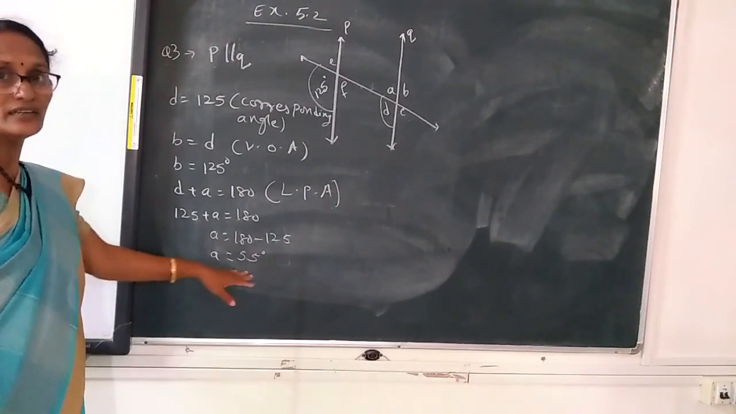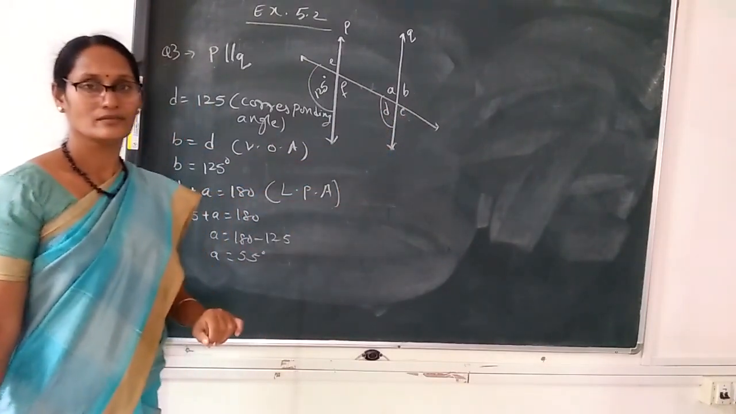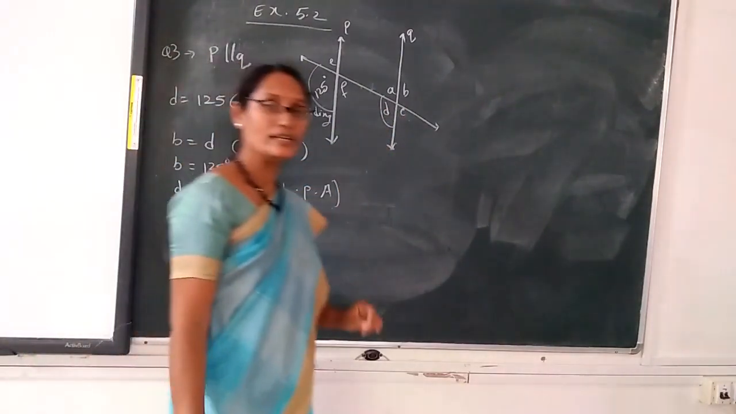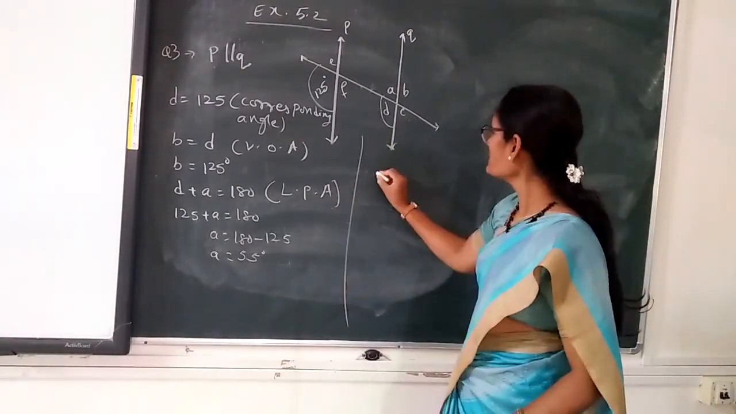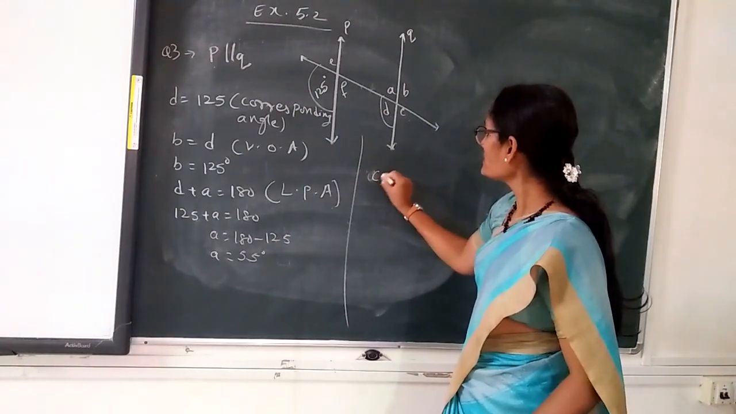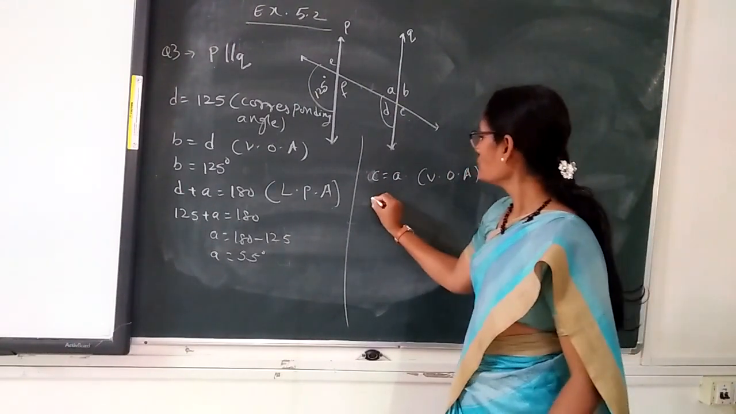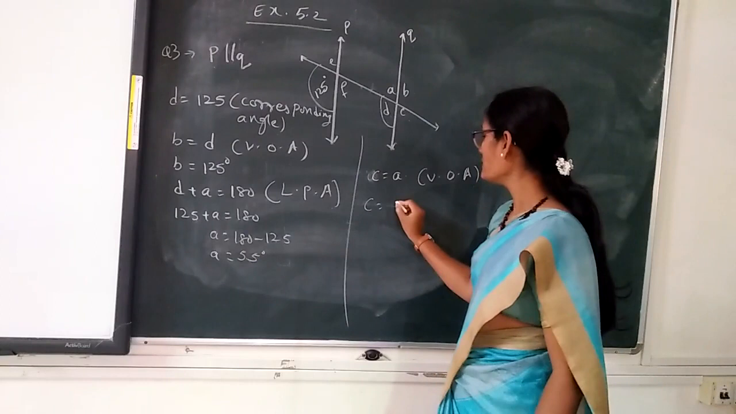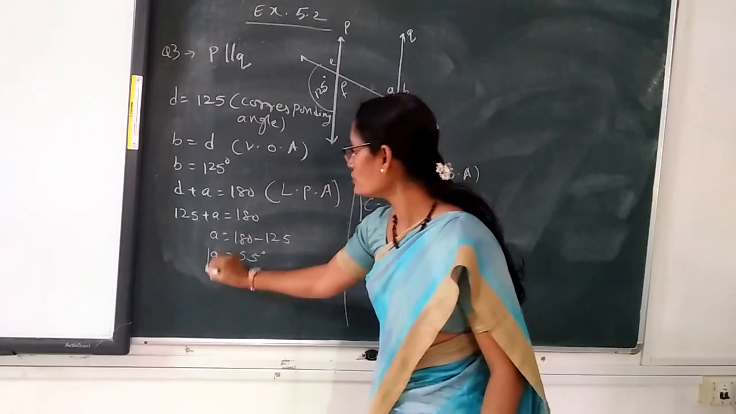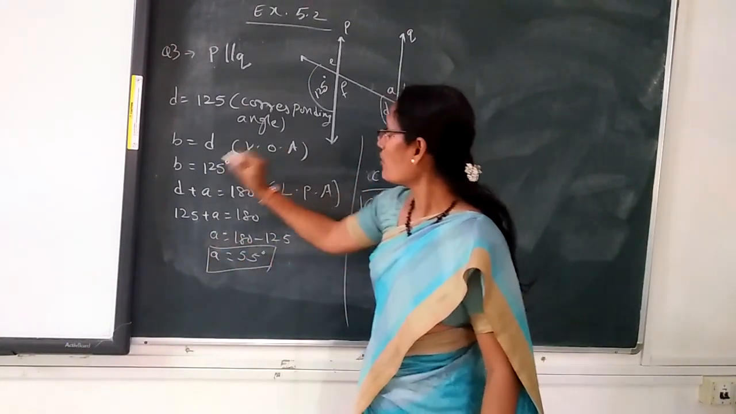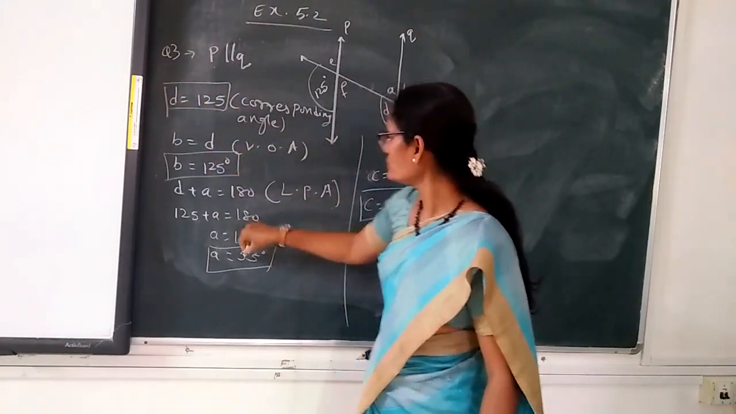So what is the value of A? 55 degrees. Now if you observe angle A and angle C, which type of angle are they? Vertically opposite angle. So let me write down the next concept: C equals A. Reason: vertically opposite angle. What is the value of A? 55 degrees. So C will also be 55 degrees. So highlight whatever values you have got in the box. B you have got, D you have got, A and C, so 4 values.